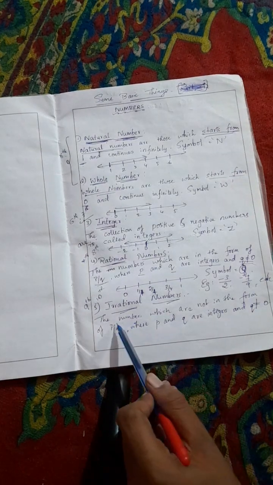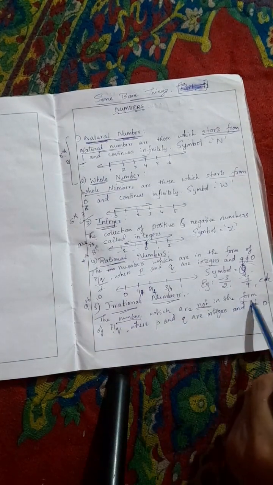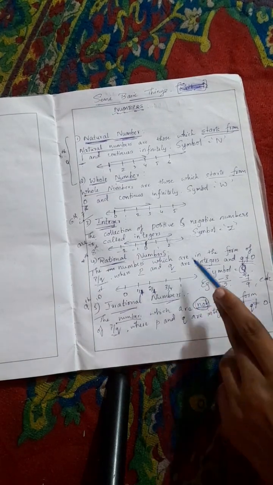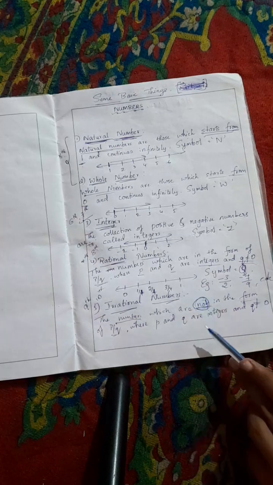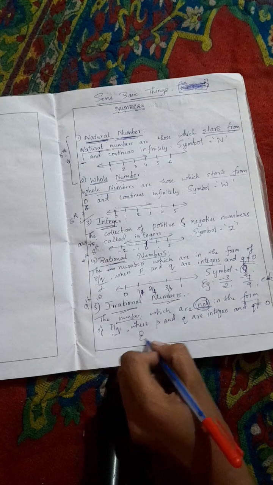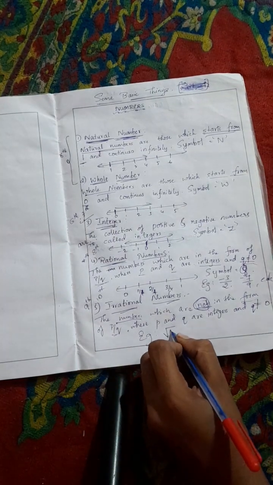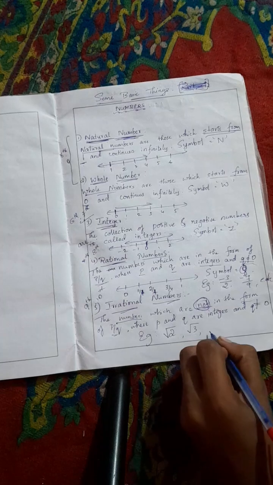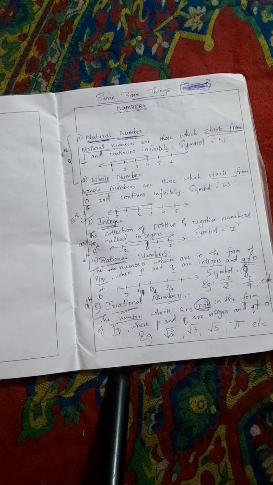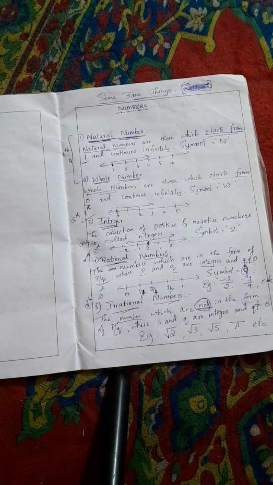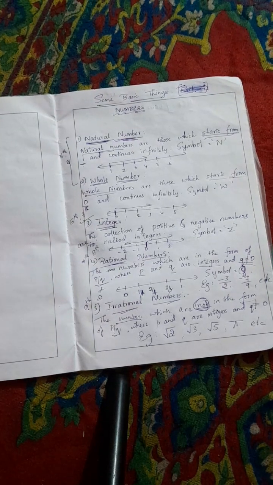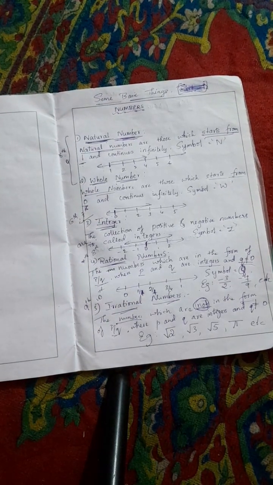Irrational numbers are the numbers which are not in the form of P by Q. I am mentioning the word not because rational numbers are in the form of P by Q, whereas irrational numbers are not. Examples: root 2, root 3, root 5, pi, etc. These are all examples of irrational numbers. This is the explanation about the types of numbers.